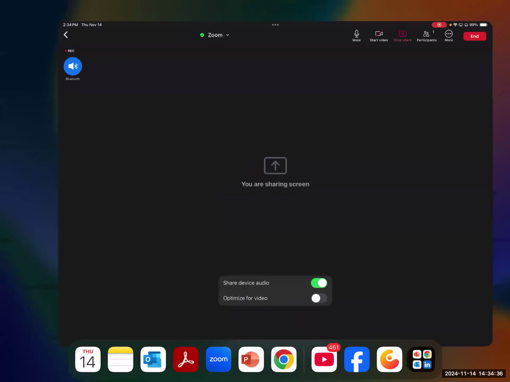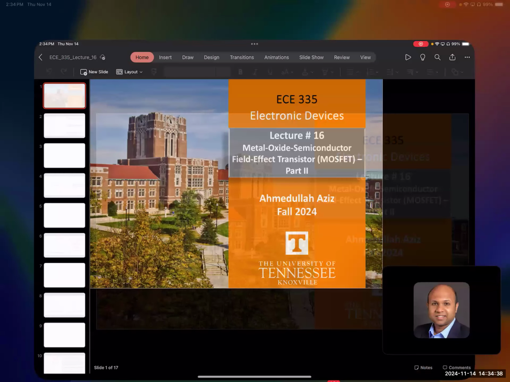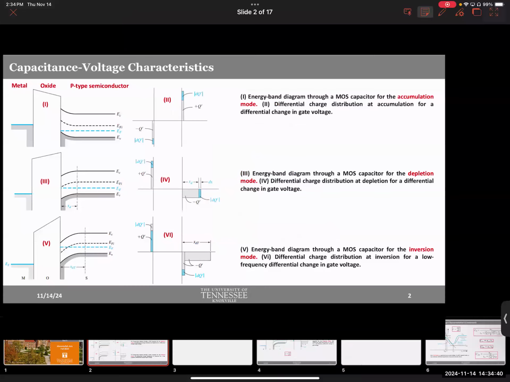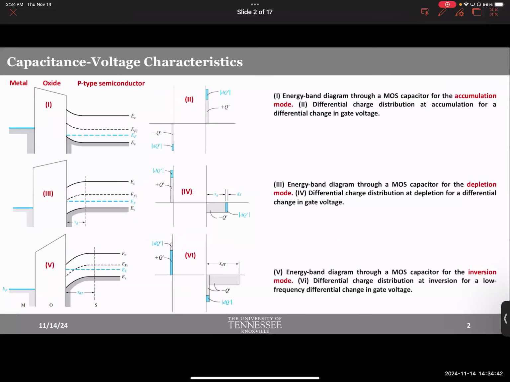All right. So this lecture, which was covered kind of in the last class, discusses the concept of capacitance in a MOSFET. You might be wondering, why do we have a separate lecture on capacitance? Because in a MOSFET device, there are a few characteristics that we care about. One is current voltage characteristics. The other one is capacitance voltage characteristics.